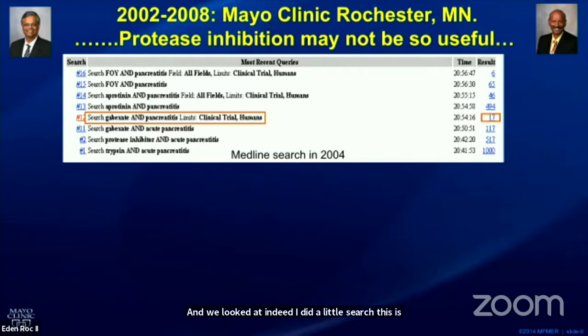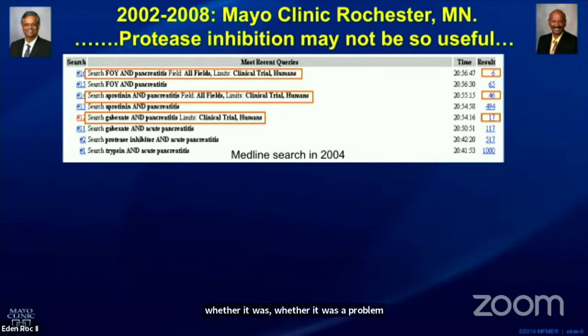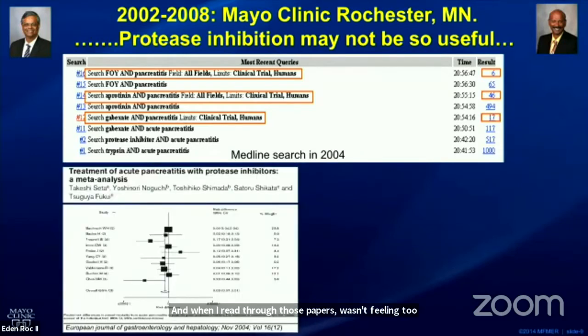This is from 2004, one of my old presentations. And there were about 70 articles on various trypsin inhibitors in pancreatitis, clinical trials that had been tried, whether it was gabexate, whether it was aprotinin or FOI. And when I read through those papers, it wasn't seeming too exciting. But while we were trying to do the meta-analysis, a meta-analysis came out. So we were beat to it.